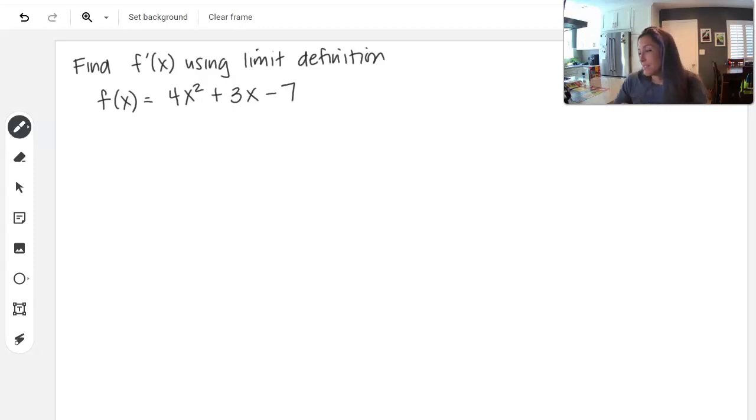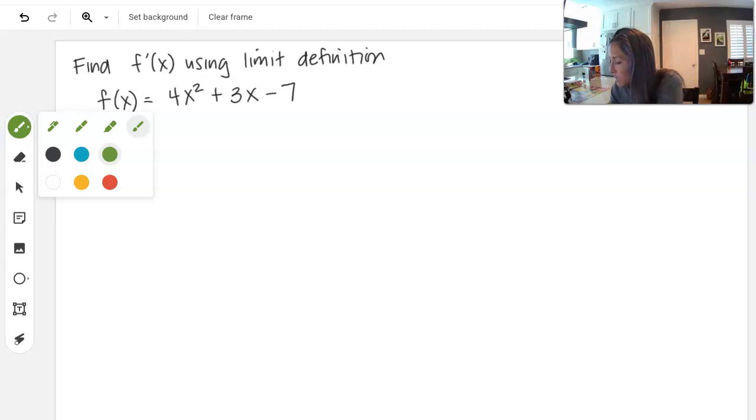So this question asks us to find our derivative using the limit definition. We now know the power rule, so we can apply that. Let's just go ahead and apply the power rule before we throw in the limit definition to see what happens.